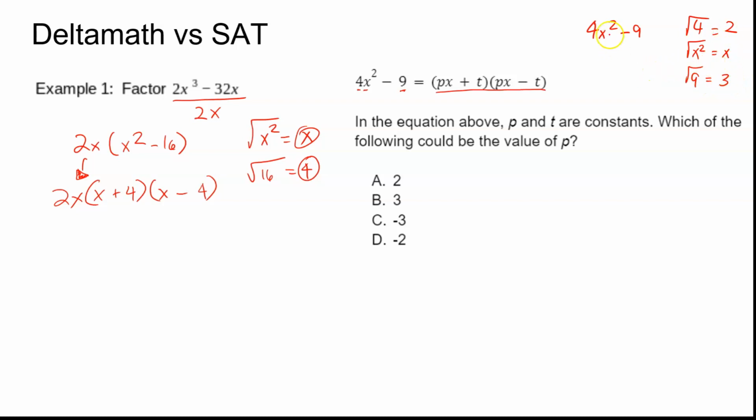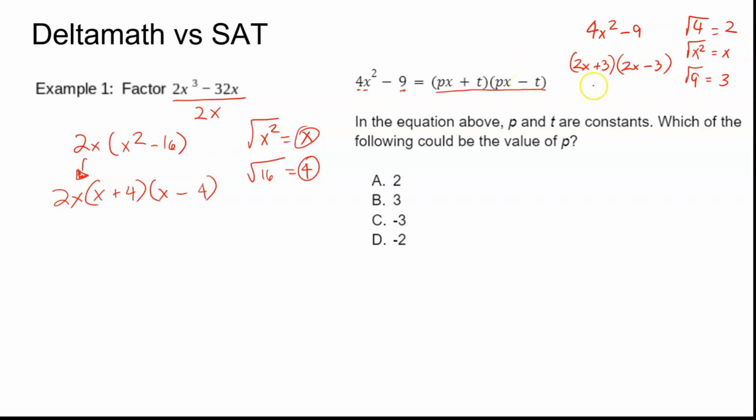So I'm going to write these in my two binomial factors. And you'll see that it ends up looking exactly like our example over here. 2x plus 3 and 2x minus 3. The plus and the minus can be on either side. You can have 2x minus 3 times 2x plus 3, and it will still give you the same answer. I just wrote it this way so that it matches our form.